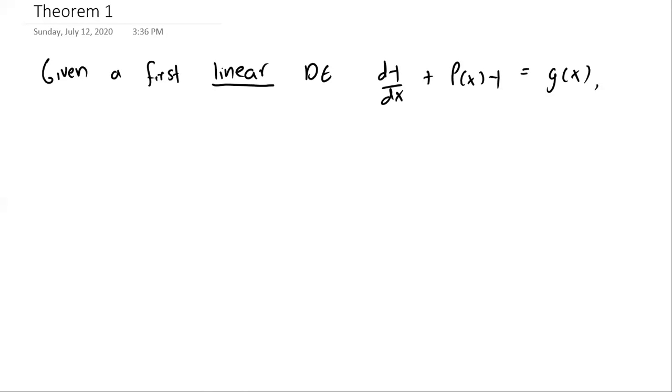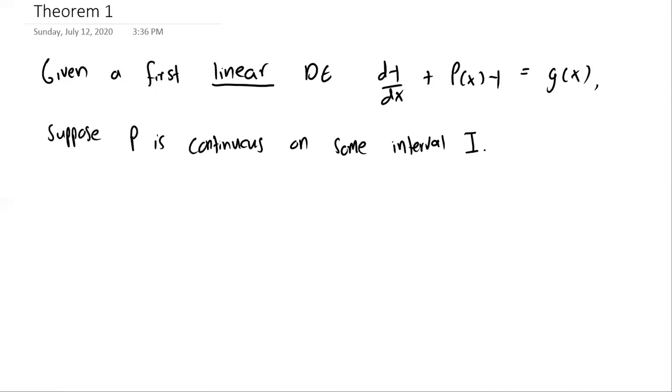So given a first order differential equation, right, suppose, so I mentioned that the only assumption we're going to need is that p is continuous, right, because we're going to have to integrate p in this method. So suppose p is continuous on some interval I. Right? And again, in terms of this interval, you always want to take the largest one. So suppose p is continuous on some interval I.